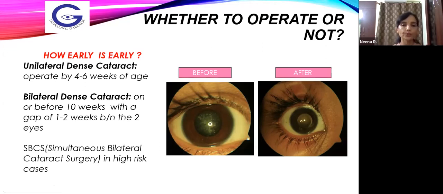And when do we do the surgery? If it's a unilateral cataract, it has to be removed within 4 to 6 weeks of age if there is no contraindication for general anesthesia. If it's bilateral, it should be done within 10 weeks of birth with 1 to 2 weeks of gap between the two surgeries. So this is a picture of a child with cataract pre-op and after surgery. The visual axis is clear, you can see here.